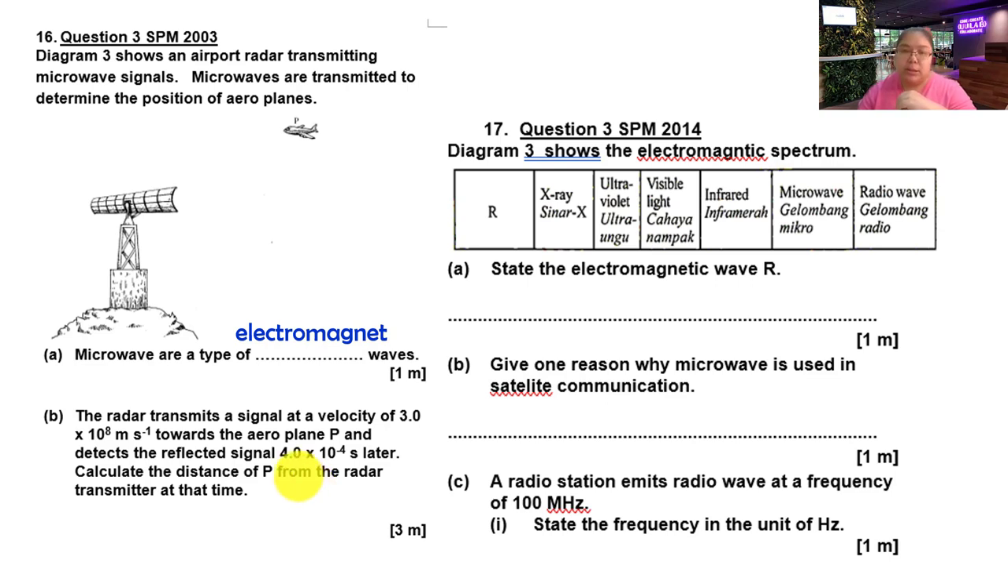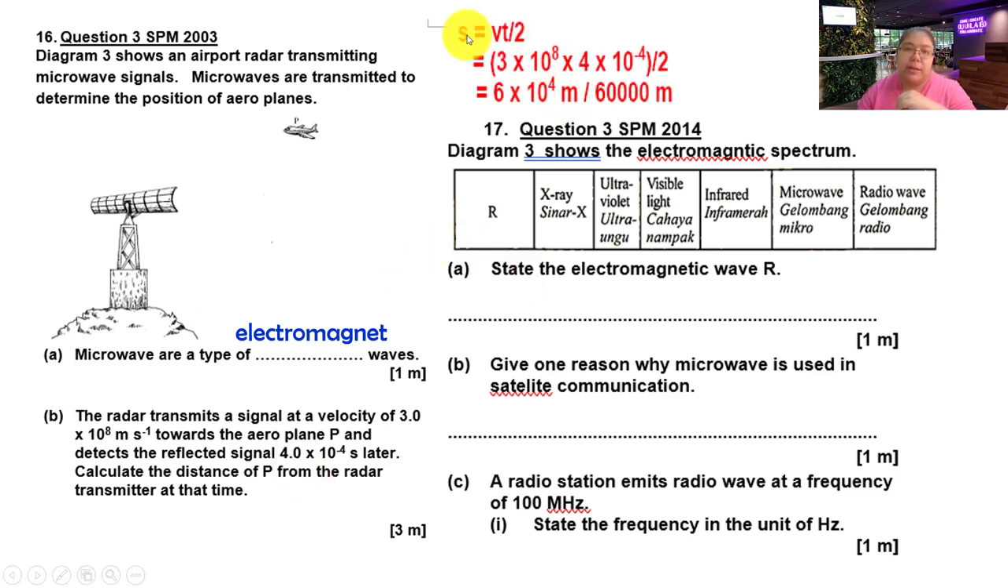Let's see the calculation. The formula for distance should be VT over 2. So they take it over 2. So we do the calculation. After that, we find 60,000 meters from P to the satellite. Now we're going to see the EM spectrum.